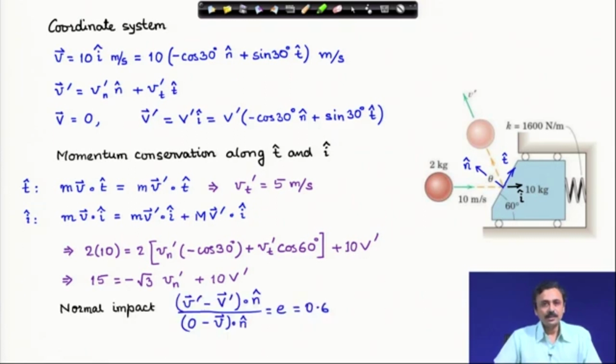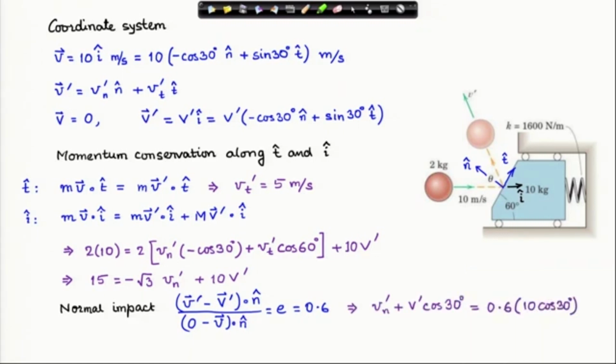Now, the second thing that is specified is the coefficient of restitution, again following the same points of discussion that we had for the previous problem. I have written out the coefficient of restitution using the velocities and the normal vector, and coefficient of restitution is given as 0.6. From here we will have the second equation or second condition between V n prime and capital V prime, and these two are simultaneous equations.